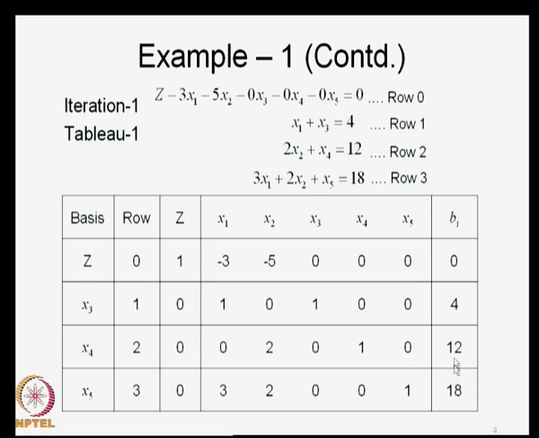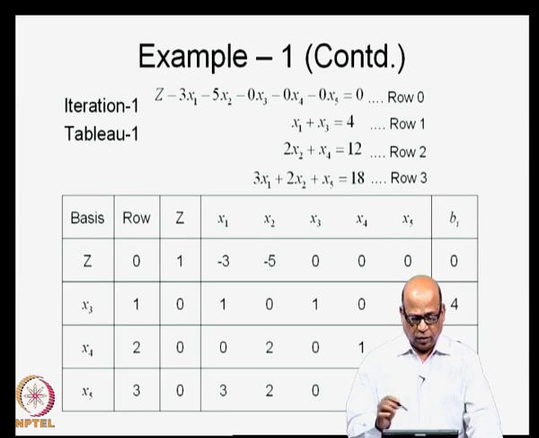The bi here is the right hand side value of each of the constraints or each of the equations here. So, for row 0 the bi is 0, for row 1 bi is 4, this is 12 and this is 18. So, this is how you write a Tableau, and in fact, this is how you start the iterations. This is the first iteration and the first Tableau is written like this.